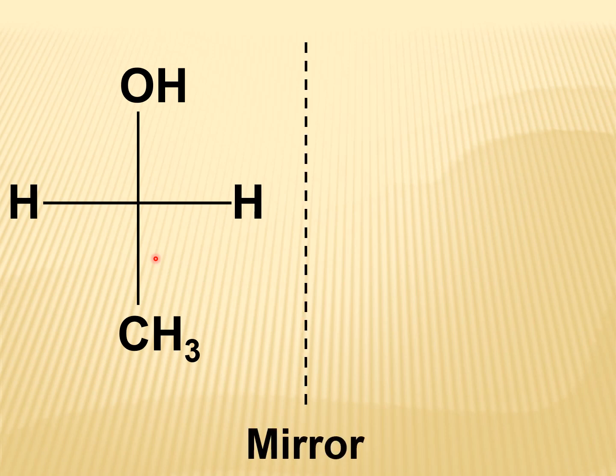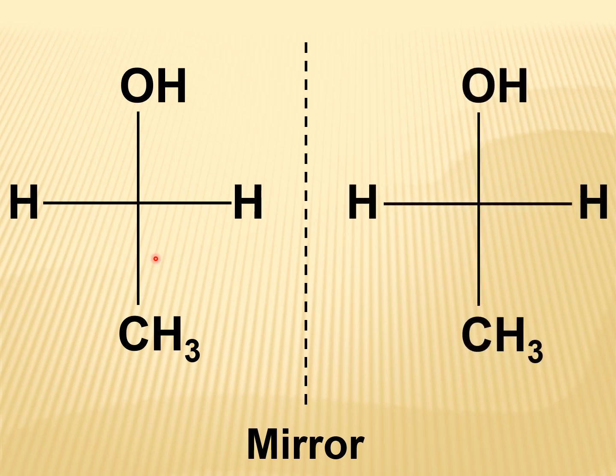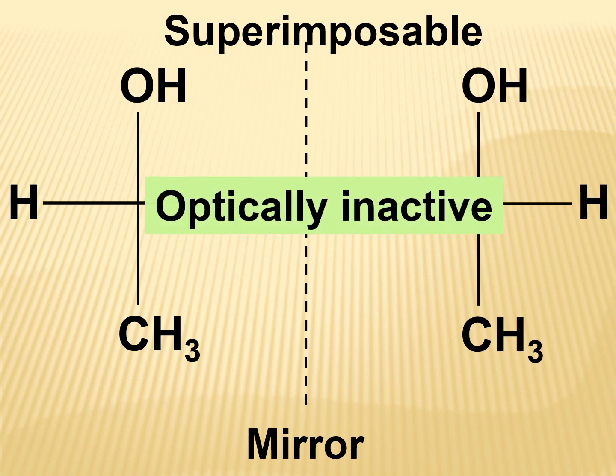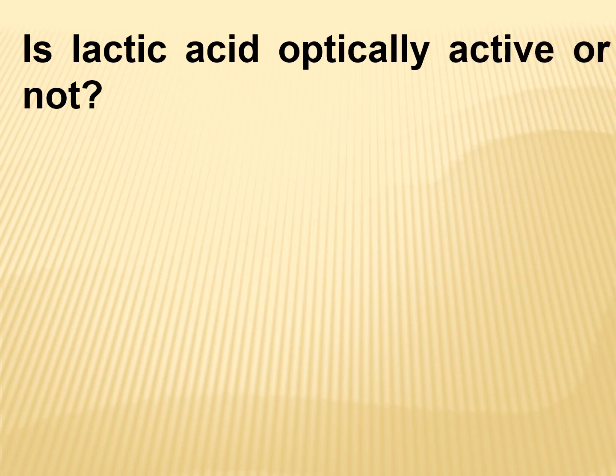Draw a mirror, and the mirror image looks like this. Now just check whether this mirror image is superimposable. Take this mirror image and place it on this. You can find that it fits exactly. If it fits exactly, it means that it is superimposable, and this molecule is therefore optically inactive. So ethanol is optically inactive because it does not have a chiral, that is an asymmetric, carbon. Another molecule, let us check: is lactic acid optically active or not?